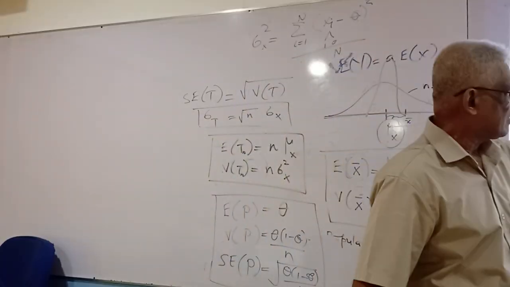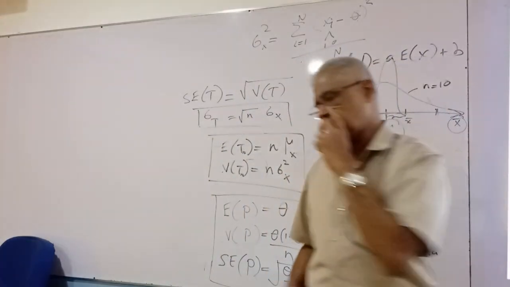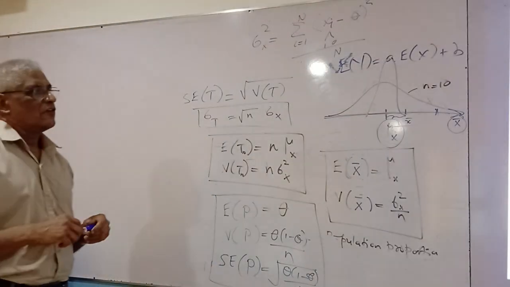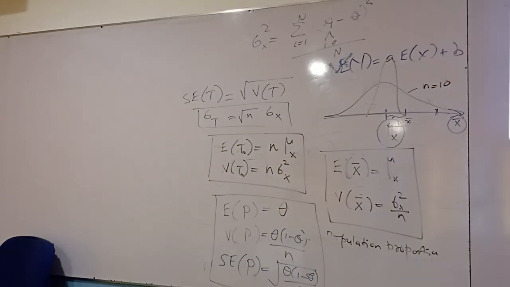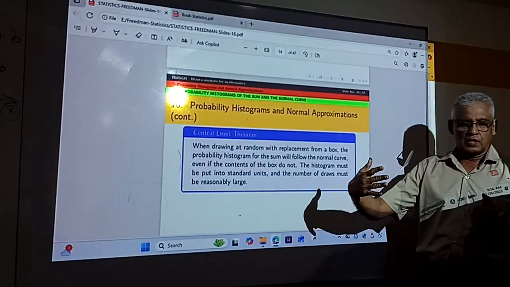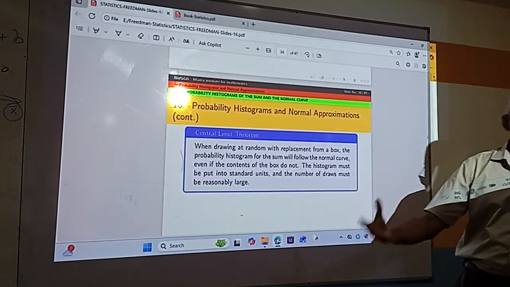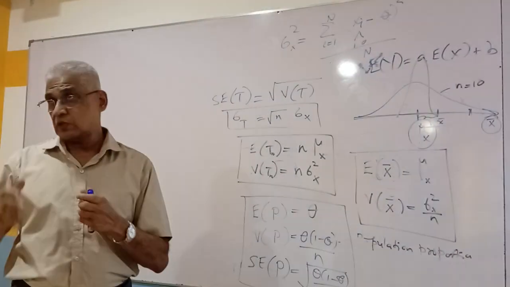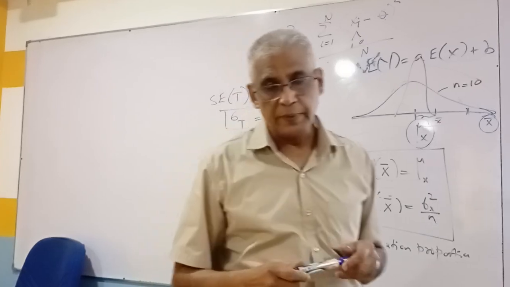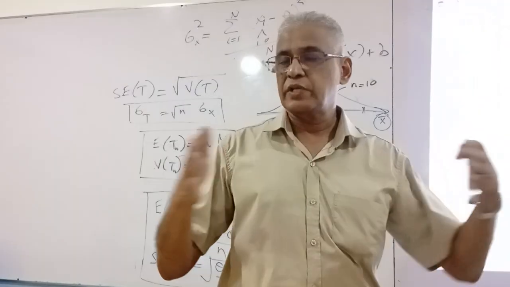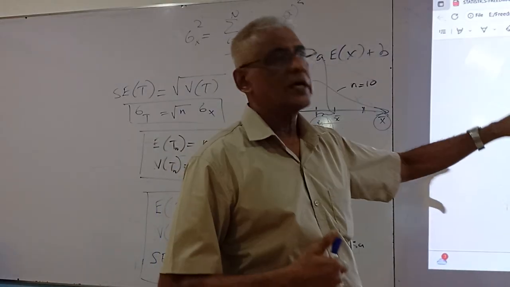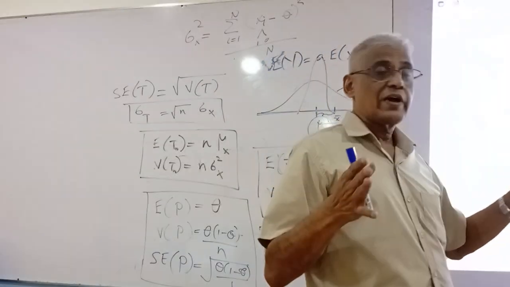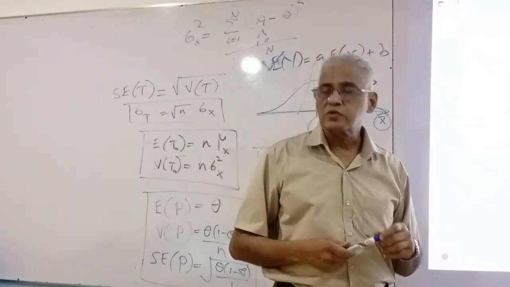So the central limit theorem, in a very preliminary way of saying it, talks about only the sum. It says: when drawing at random with replacement from a box. If you are drawing from a box, this theorem is valid for the with-replacement case, because if you are taking it without replacement, observations will not be independent, they will be dependent. The theorem applies only to the independent case. So this is a particular case. If you take a sample from a box with replacement, then the sum of the values on the tickets, for example, will have approximately a normal distribution.